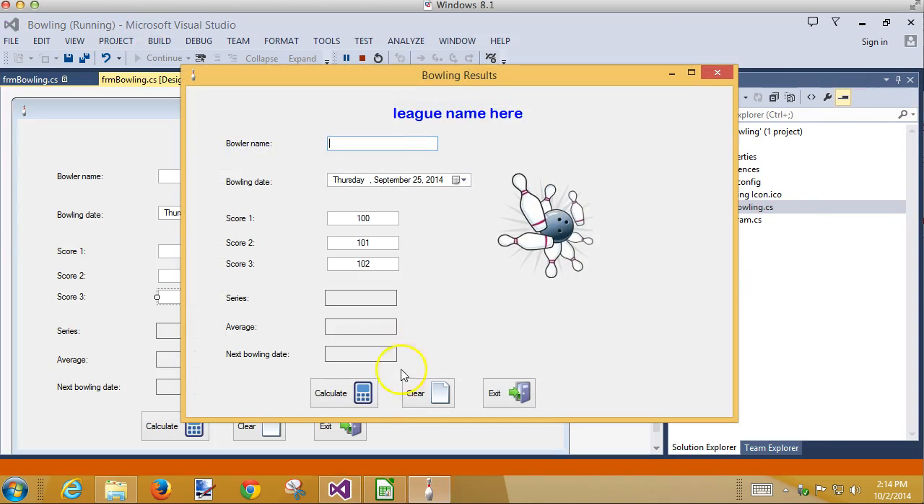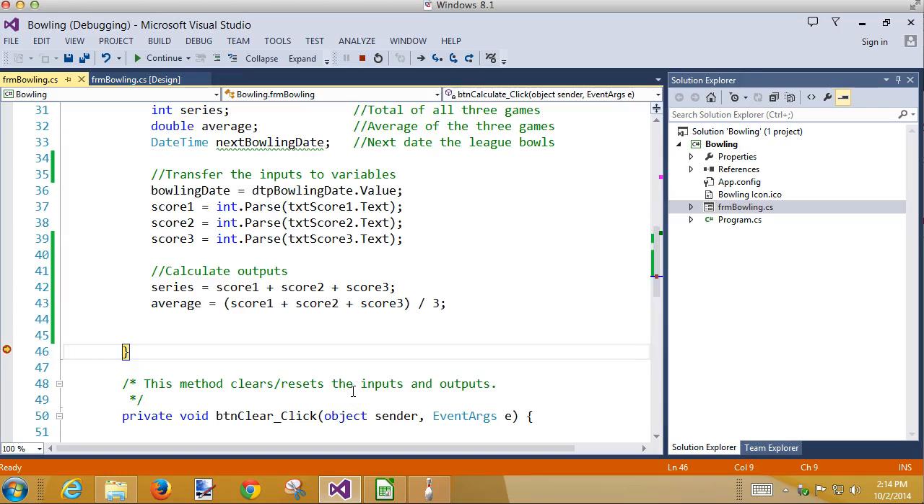And I don't have to do anything but say calculate. And the program pauses. Series shouldn't have changed, didn't. Average should be 101, and now it is. Really? Oh, yeah, 101. So calculations are probably the easiest part of this chapter. So far.